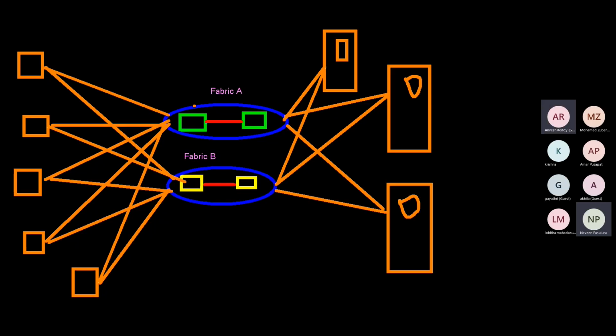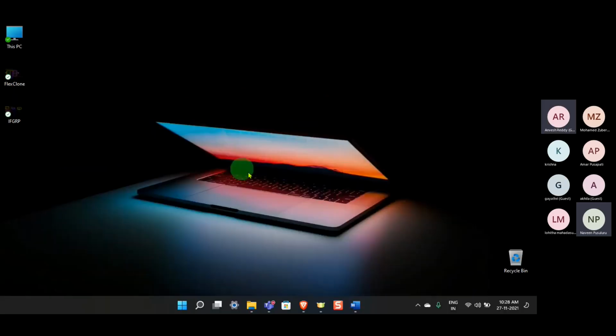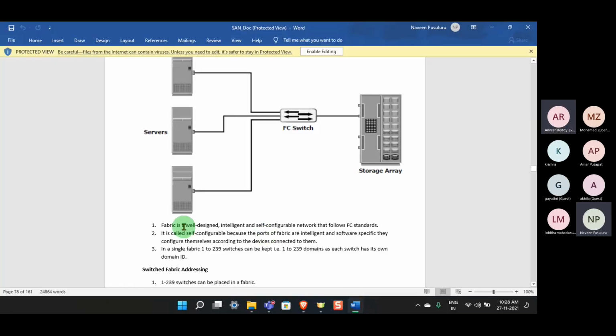So this is a well-designed network. Let's talk about that. That is what they are saying here as well. Fabric is a well-designed, intelligent, and self-configurable network that follows FC standards. When you compare it with point-to-point or FCAL, switched fabric is a topology which follows the FC standards, and it has advantages as well.